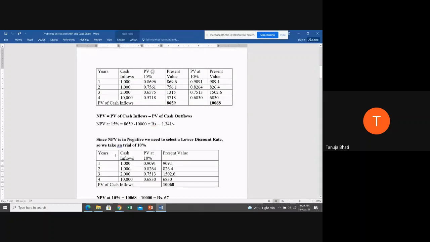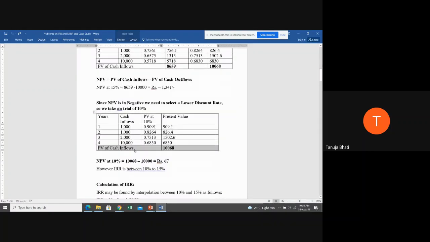Again, I follow the same steps. I write the cash flow, I write the PV at the rate of 10% from table number 3, and I calculate the PV of cash inflows. Now, how are you going to calculate NPV? Same: NPV at 10% is PV of cash inflows minus PV of cash outflows, which gives rupees 67. So is 10% your IRR?